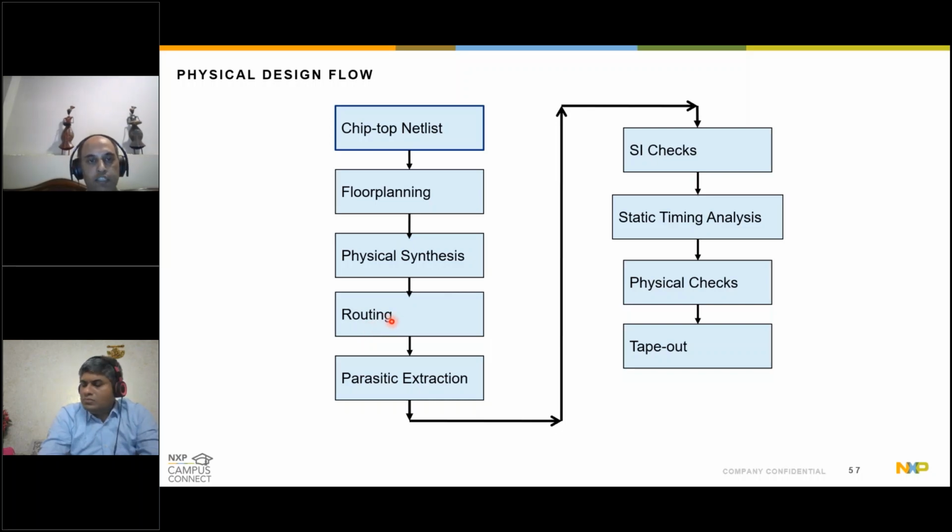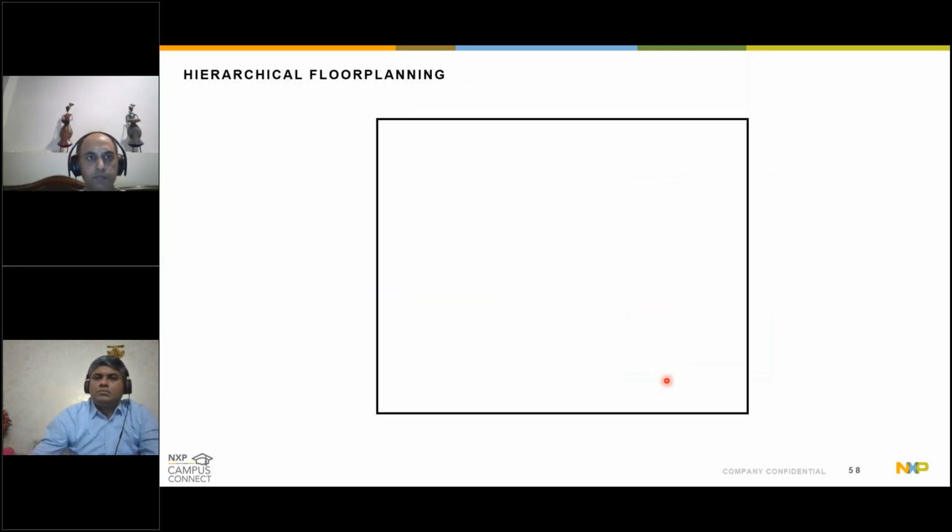You will connect all these gates with one another in the routing step. Then you will do the parasitic extraction, all the parasitic resistance and capacitance associated with those routing layers. Then you will do some signal integrity checks. You will do the static timing analysis, some physical checks, and tape out. So we'll talk about all these aspects in the next few slides.